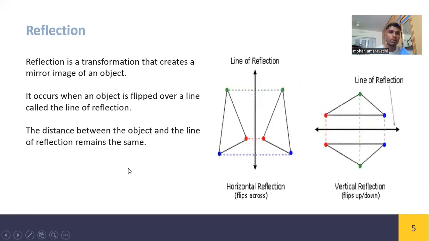Next we talk about reflection. Reflection is a transformation that creates a mirror image of an object. Whatever the object is, it creates a mirror image across the line of reflection, which can be horizontal or vertical. Horizontal means it flips across, and vertical means it flips up and down. The distance between the object and the line of reflection remains the same.